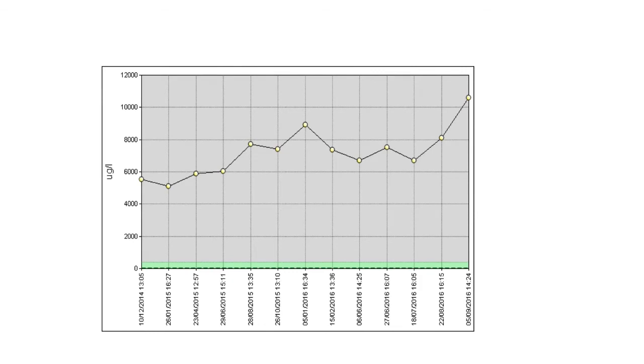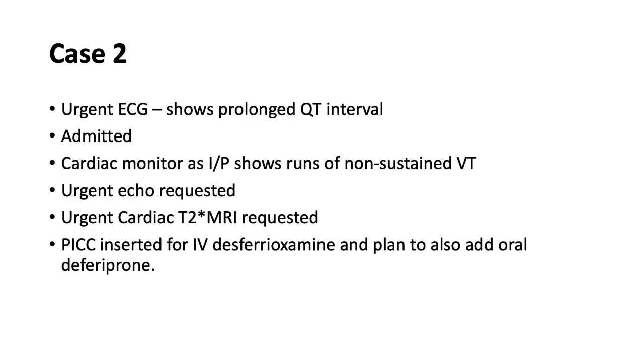This is a graph of their serum ferritin. As you can see, it's on average climbed over time, actually from a high baseline to start with, but is well over 10,000 at the time of being assessed. An urgent ECG is undertaken on the day unit, which shows a prolonged QT interval.